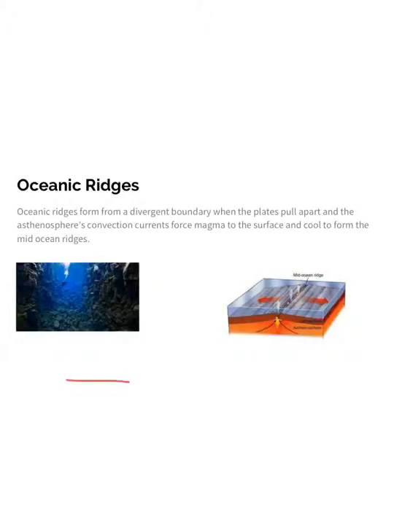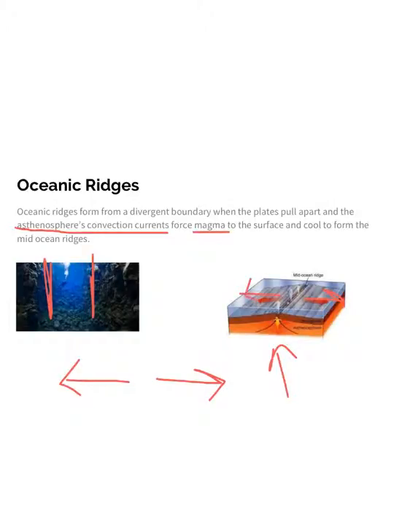Oceanic ridges are formed from divergent plate boundaries that are pulling apart. In this area, the asthenospheric convection currents will force the magma to the surface, and this cools. What this does is form these ridges right here on the sides of the area where the volcanic magma is escaping. And here's another diagram, a drawing of where the plates are pulling apart. You can see the arrows here. They're pulling apart, and magma is coming up through the middle and making that ridge.